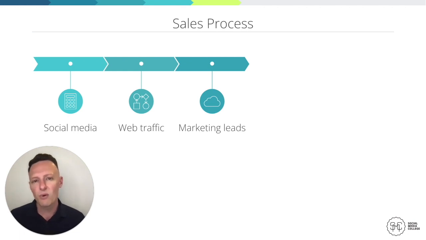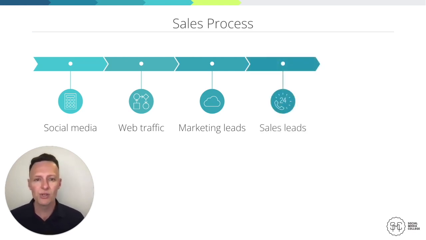Now, the most typical way to generate marketing leads is to offer something of value. And this could be some piece of content like a free ebook, basically anything that people are willing to exchange their email address for. Then from there, the aim is to turn those marketing leads, those people who are now in your email marketing list, into sales leads. And the difference between a marketing lead and a sales lead is that a sales lead is someone who has expressed some sort of interest in buying from you.